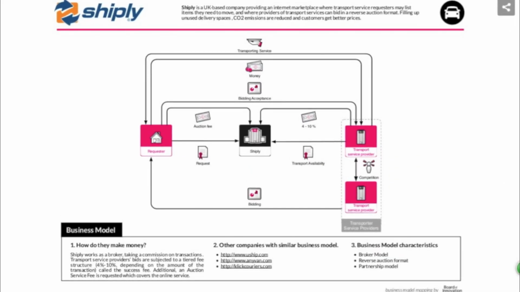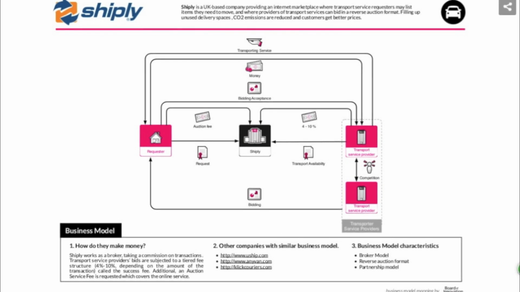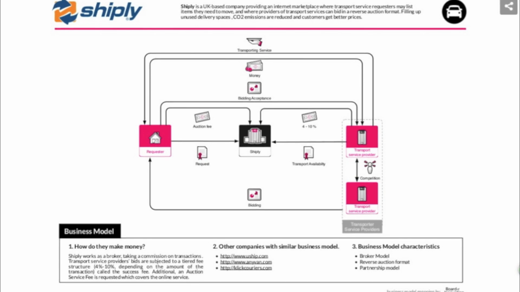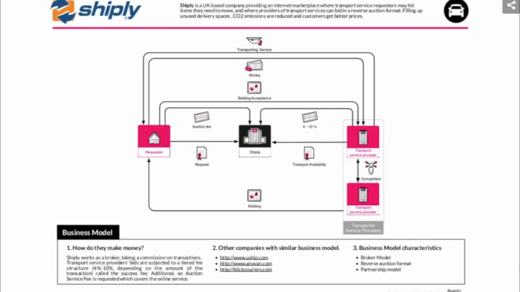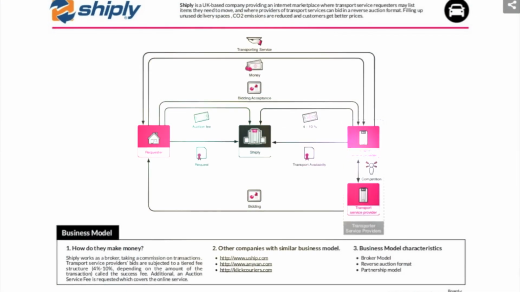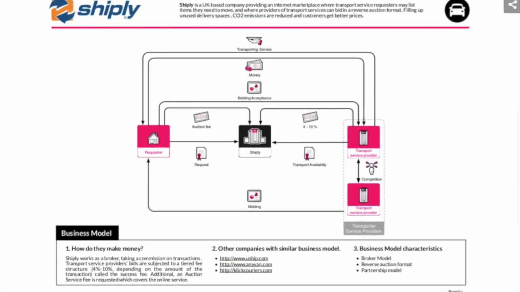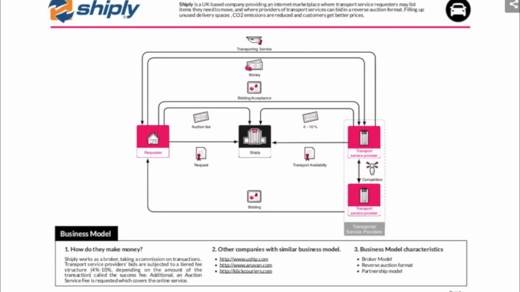To have a general idea about what Shipley does and how Shipley operates, first of all, I'll introduce the business model of Shipley. Shipley is a UK-based company which offers an internet marketplace to help customers and delivery companies to find each other. Here, I have three parts to discuss, including customer value propositions, operational processes, and revenue streams.